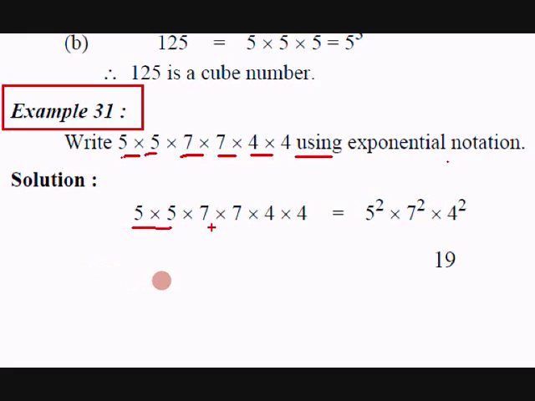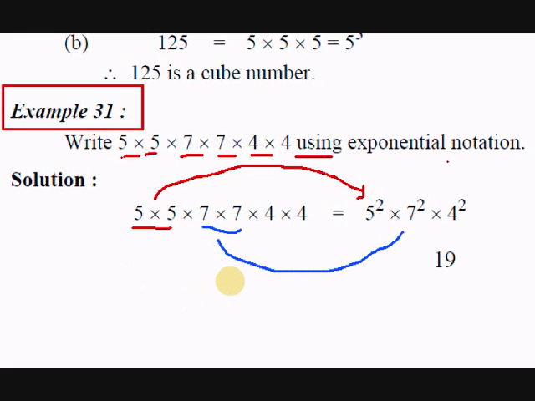5 into 5 is 5 square. 7 into 7 is 7 square. What is 4 into 4? How can we write this? 4 square. That's it. This is an easy way of denoting in exponential notation. If you put a base number like this, then it's called exponential notation.